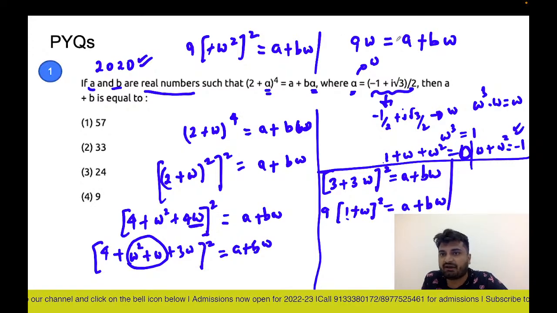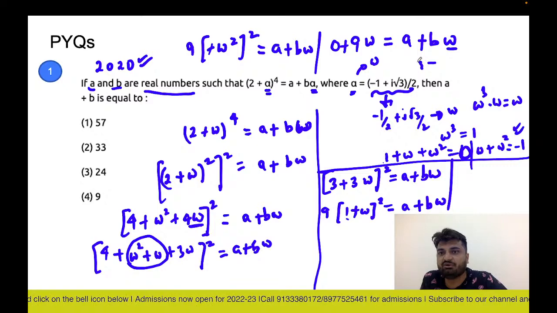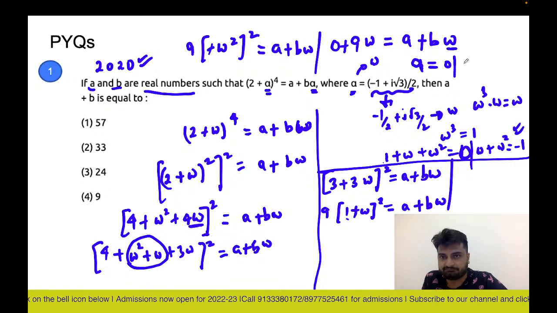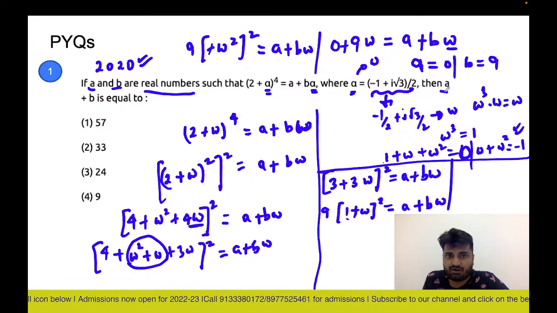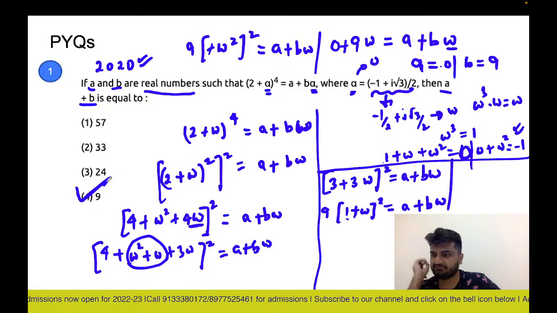Now if you compare coefficients, you are observing this, you can write it as 0 plus 9 omega. So A value is nothing but 0, and B value I can take as 9. They are asking you what is A plus B. 0 plus 9, the answer will be the fourth option, 9.